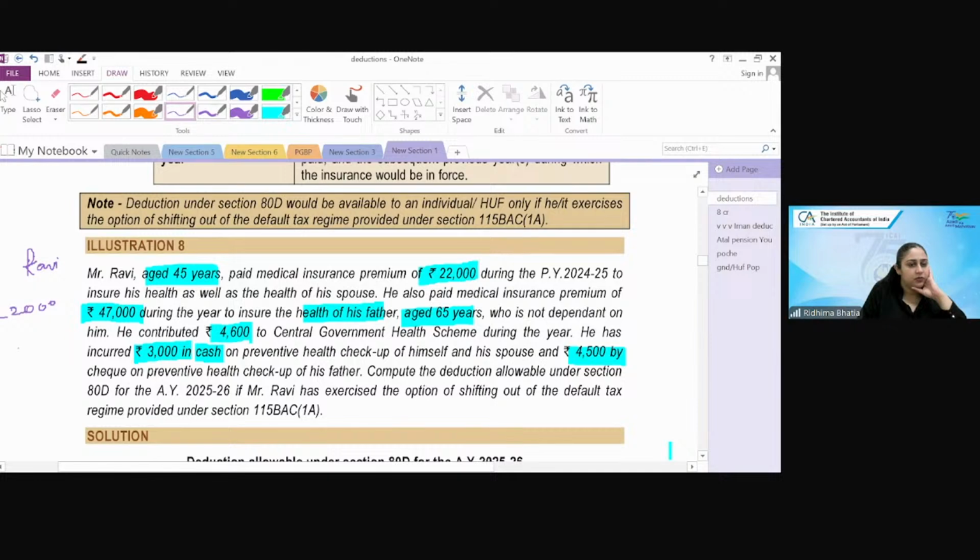और 3,000 कैश प्रिवेंटिव हेल्थ चेकअप है, ठीक है. एंड कॉन्ट्रीब्यूशन है 4,600. बट ऑब्वियसली दिस एंड दिस में ही कवर हो गया, विच कम्स टू 25,000. ठीक है.